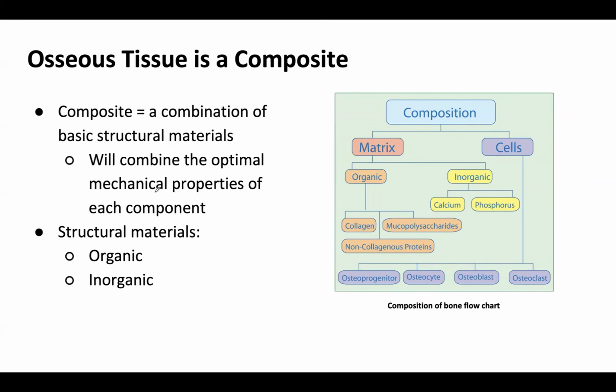Bony extracellular matrix is going to be a composite material, meaning it is a combination of two basic structural materials, and then that combination that occurs in the extracellular matrix will combine to allow for optimal mechanical properties of each of the components. So it's taking the best parts of those components in order to serve the function of bone. And in the most basic terms, these structural materials can be characterized as organic and inorganic.